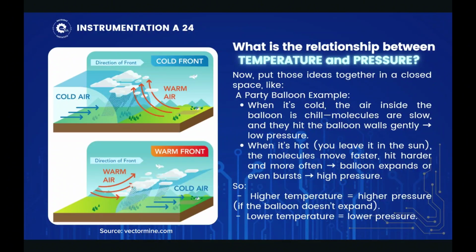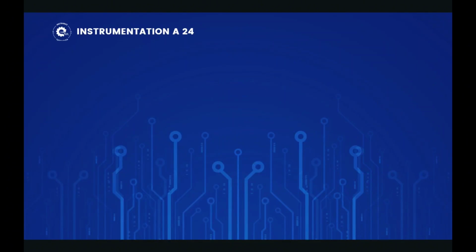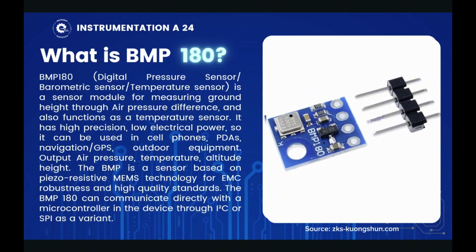But how do we actually measure pressure and temperature in a system? That's where the BMP180 sensor comes in. BMP180 is a digital pressure and temperature sensor. It is compact, precise, and super useful. It is perfect for detecting air pressure, temperature, and even altitude. And because it is so efficient, it is used in devices like smartphones, GPS systems, and outdoor equipment.